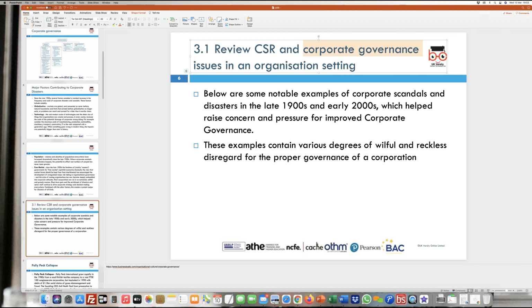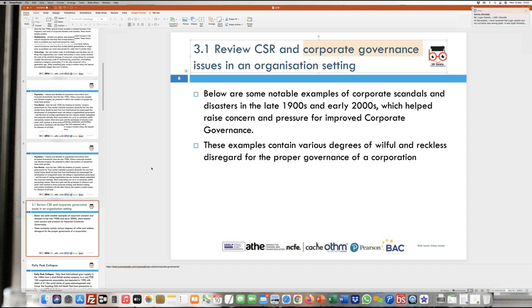So here we are going to look at some examples wherein these companies actually implemented CSR policies in their organization, but because of reckless, that means careless, implementation of these policies, they did not show good corporate governance, and as a result, these companies either had to face losses or, in some cases, had to close down. Now, because we have to do a review, we have to take a company or a named organization in order to discuss this task.